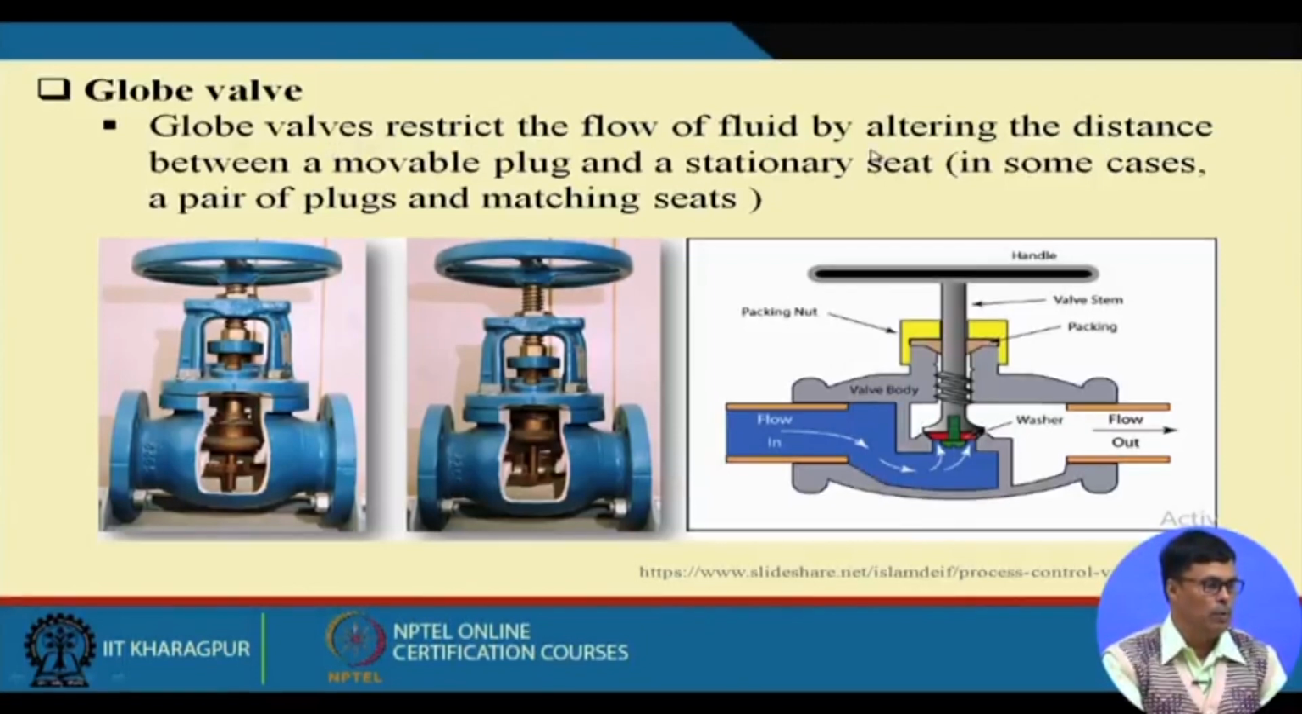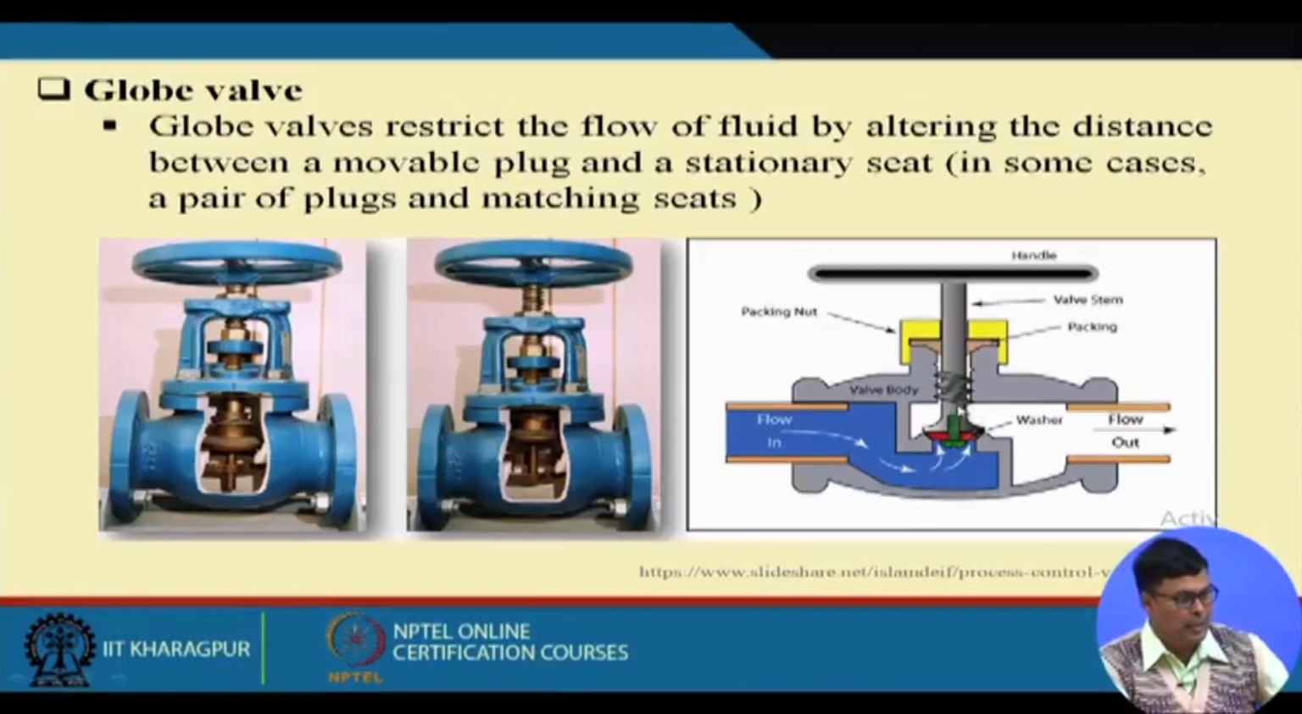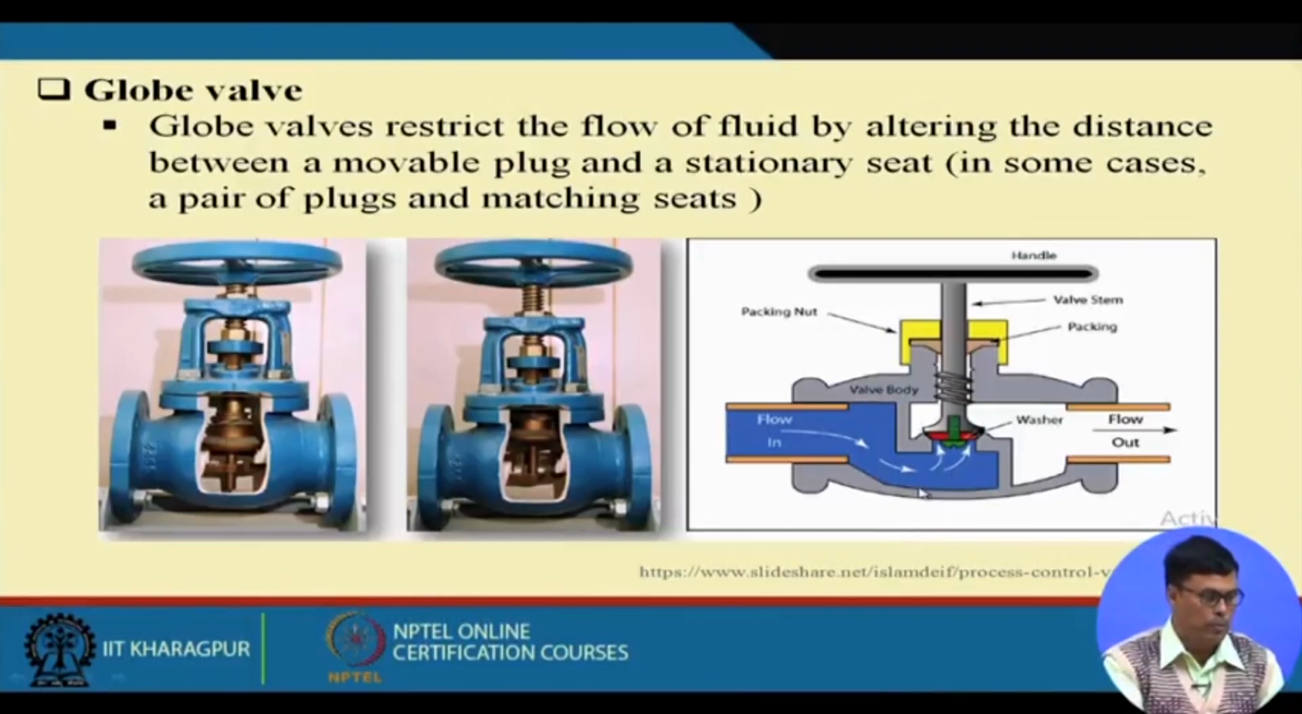The globe valve restricts the flow of fluid by altering the distance between a movable block and the stationary seat. You can see the liquid is coming and passing through this orifice like this. When you open this, the shaft will go up and the liquid will flow like this. And when you close it, it slowly closes, so the water flow stops. This is the globe valve, which we use in our house, particularly in the water basin, for controlling the flow rate of the water.